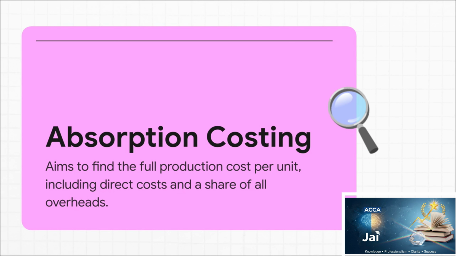So let's zoom in on absorption costing first. Its main goal is to figure out the full production cost of a unit. That means it includes absolutely everything: the direct materials, the direct labor, and a slice of all the factory overheads, both the variable ones and the fixed ones, like rent. This is the method, by the way, that accounting standards require for valuing your inventory on the balance sheet.